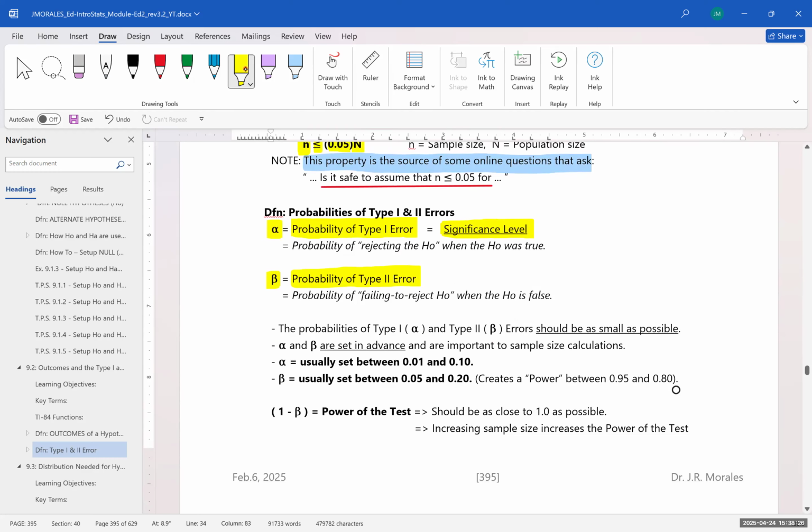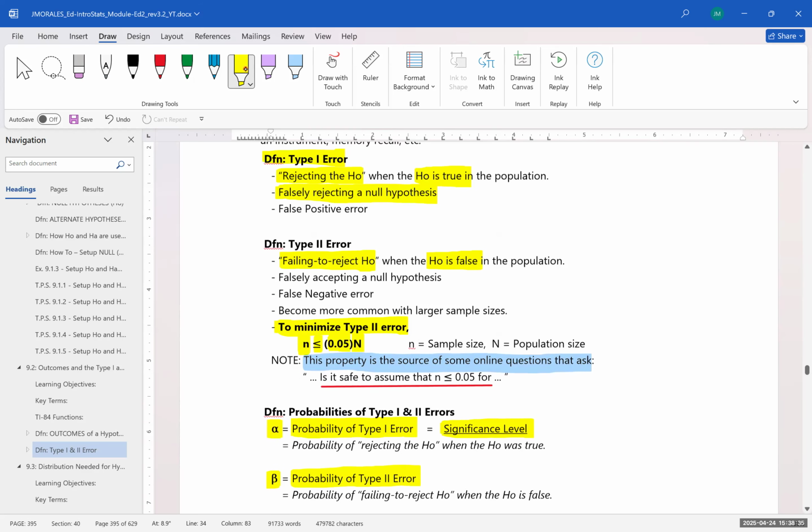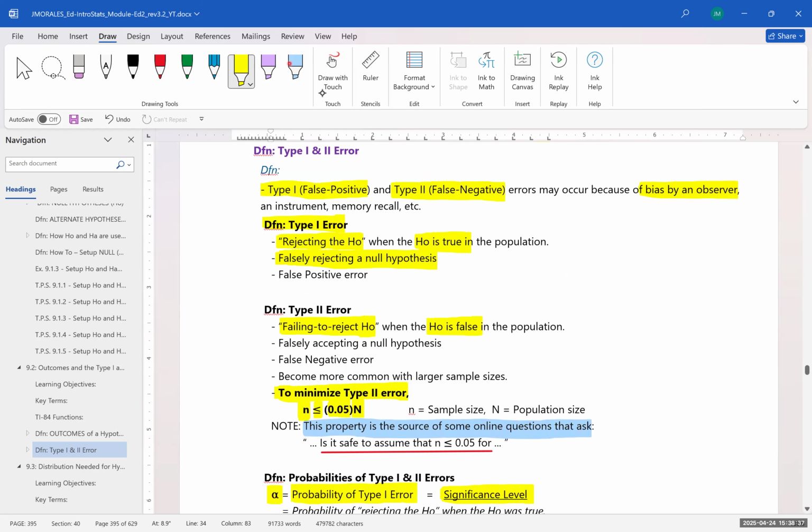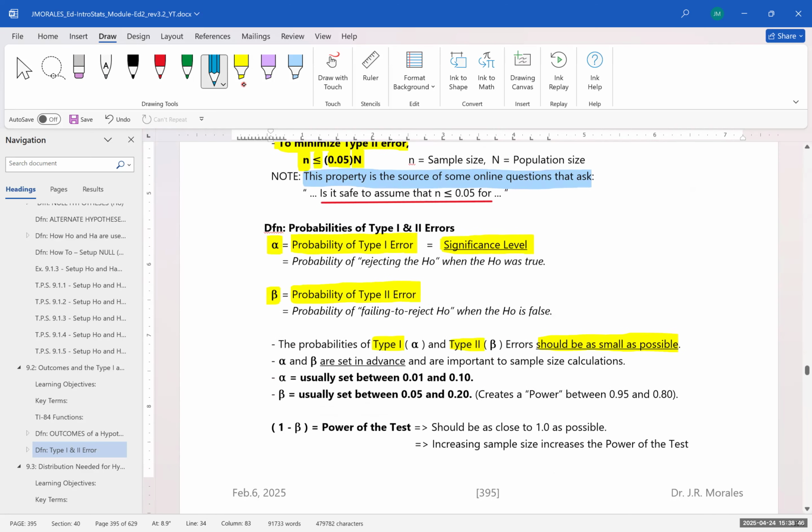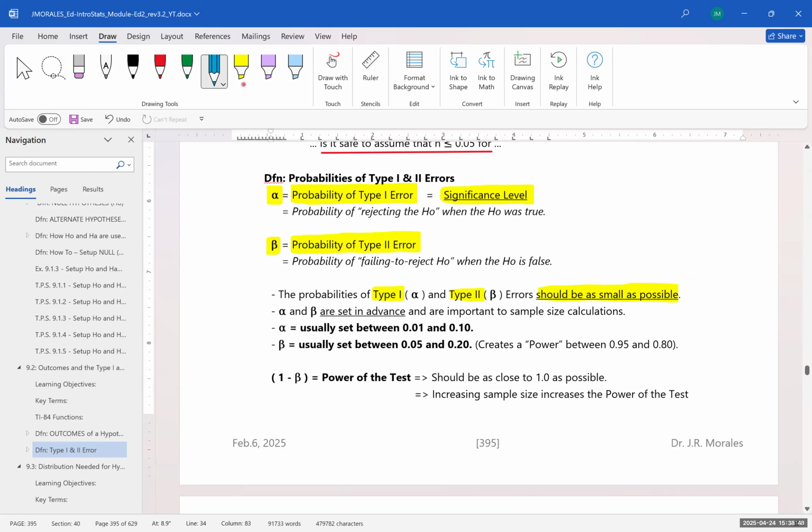So the probabilities of type 1 and type 2 errors should be as small as possible, okay, because we do not want either a false positive or a false negative. So we should make the probabilities of those two as small as possible. The significance level and this beta are set in advance and are important to sample size calculations.